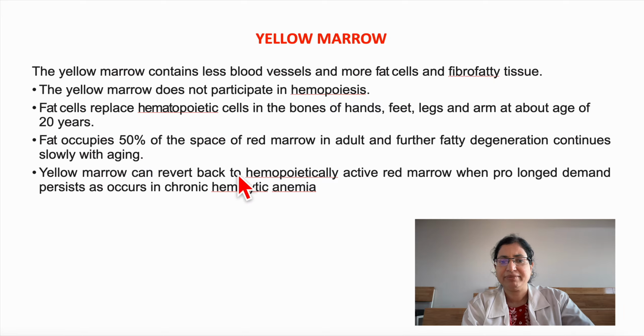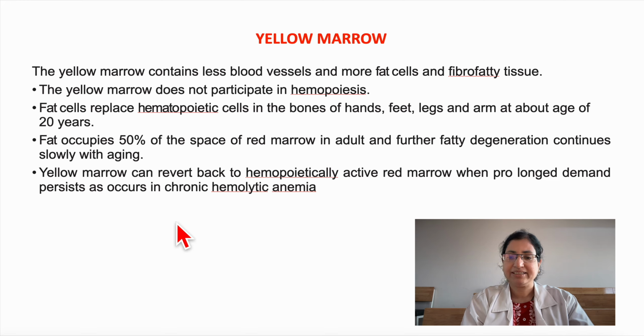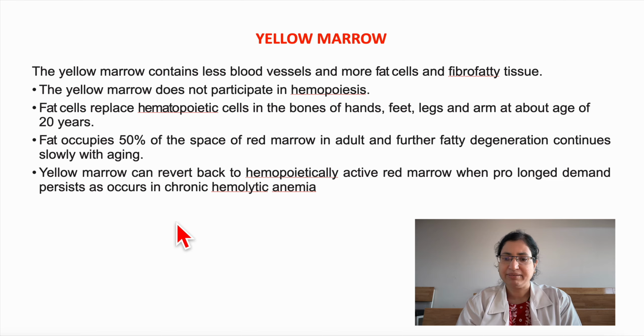Yellow marrow can revert back to hematopoietically active red marrow when prolonged demand persists, as occurs in chronic hemolytic anemia. So in chronic hemolytic anemia, there is more demand for red blood cells and all other cells of the blood. Hence, in this condition, this yellow marrow also will start producing blood.